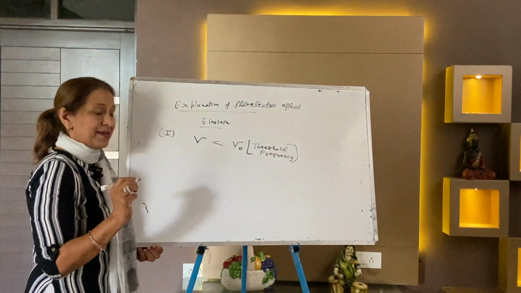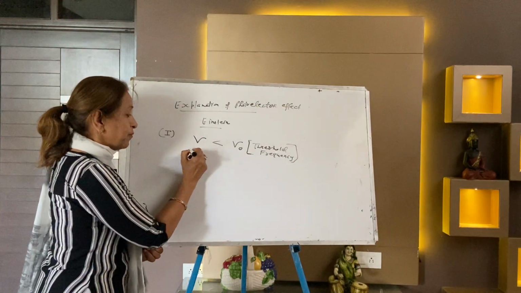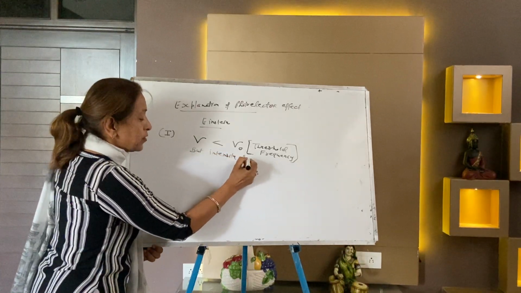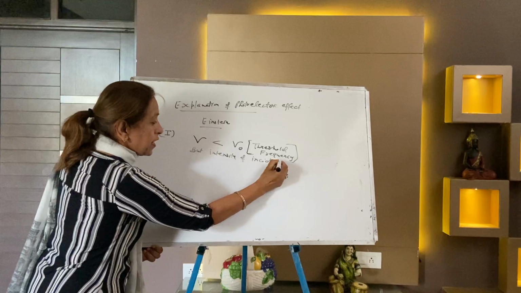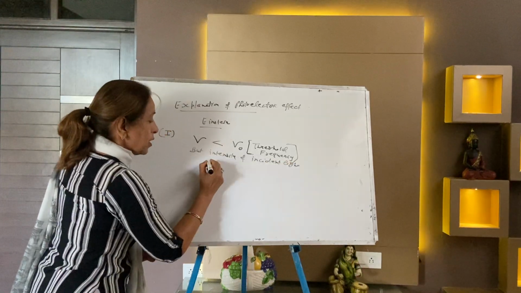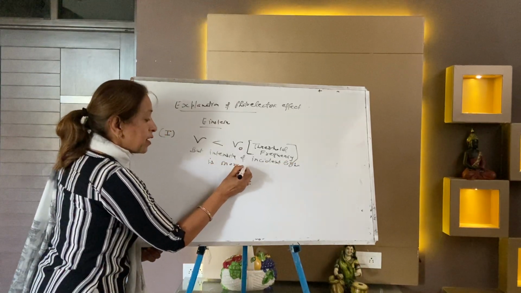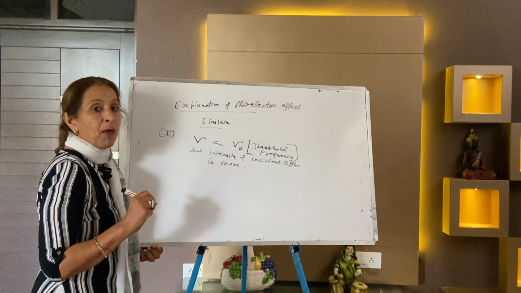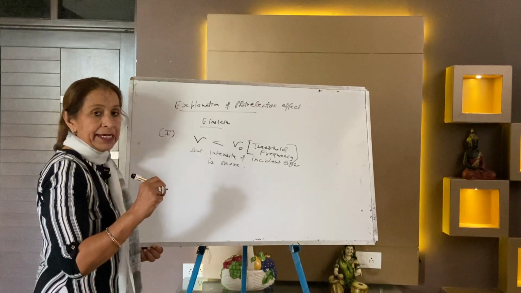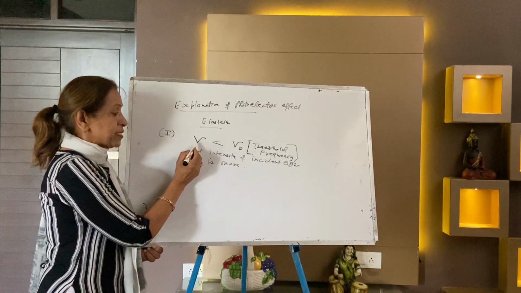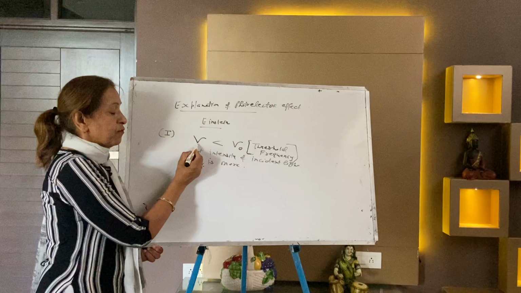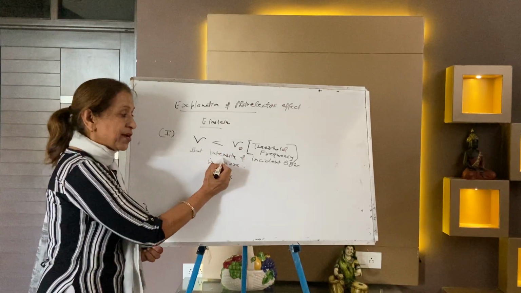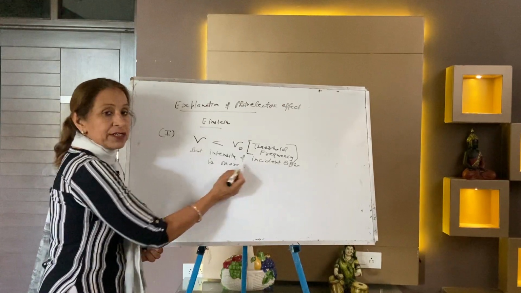I have taken nu less than nu naught, but the intensity of incident light is more. Now, first of all, the experiment performed was the falling light, that is incident light, has frequency nu whose magnitude is less than the threshold frequency, but the intensity of incident light is more.